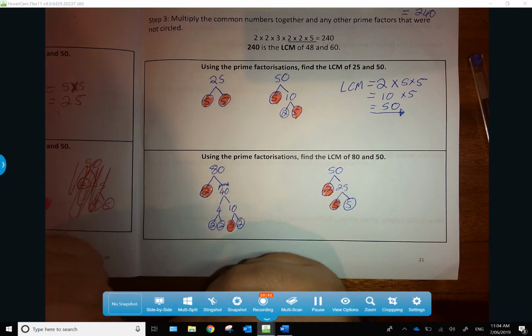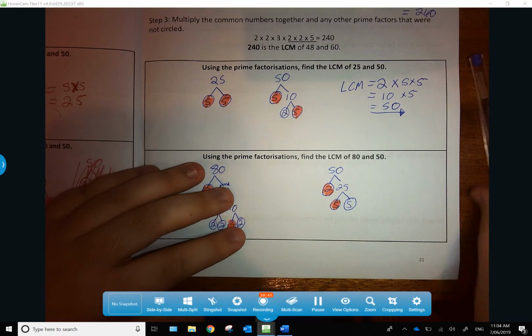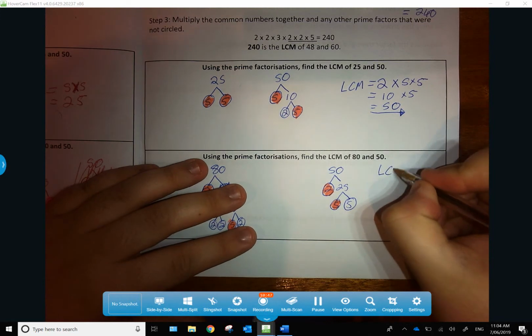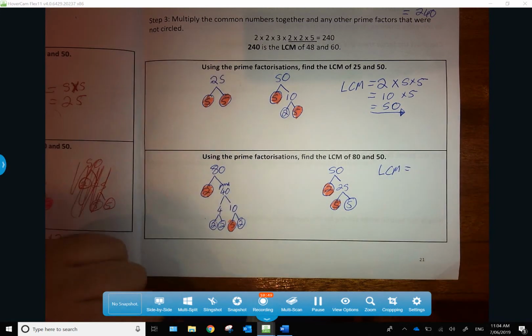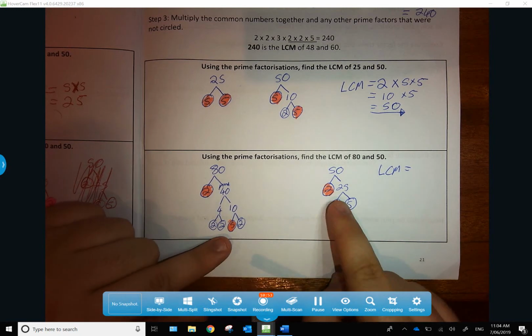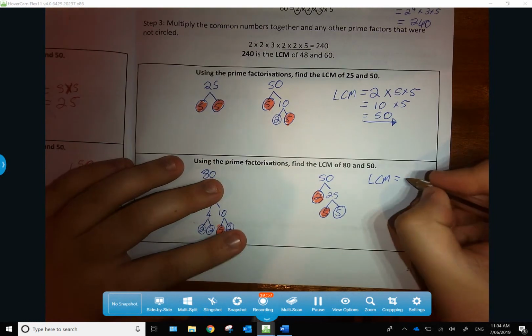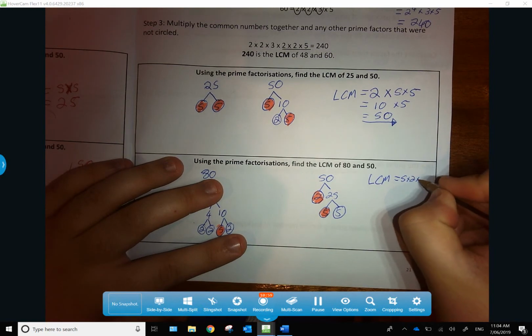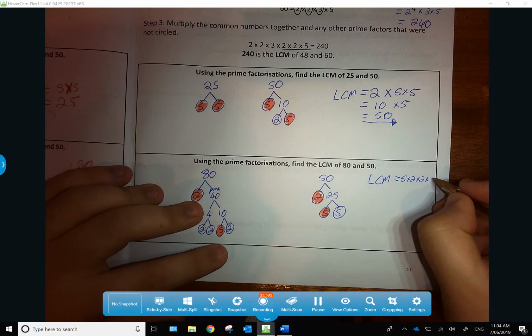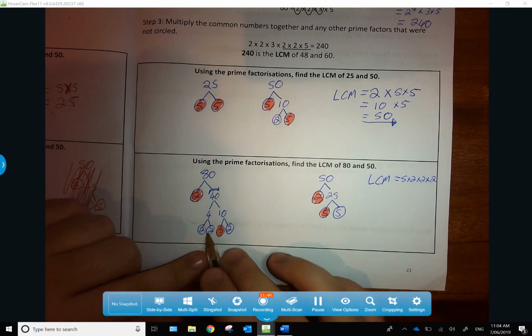And is there any other thing I could highlight? No. Remember, to find the LCM, all you need to do is, for the 300th time, multiply all the unhighlighted bubbles. So what have we got there? We've got 5, 2, 2, and 2. So 5 times 2 times 2 times 2. 1, 2, 3 2's.